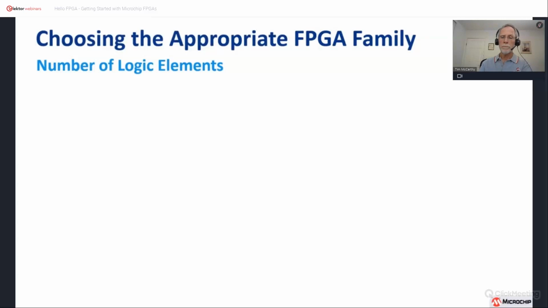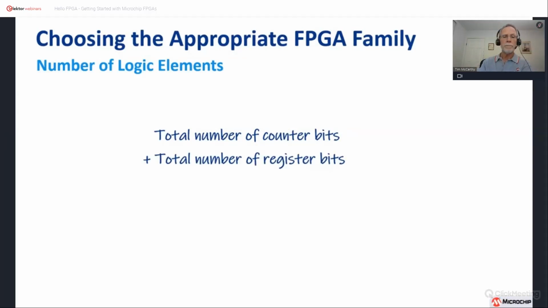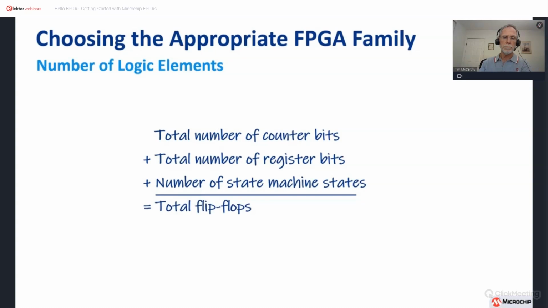Estimating the number of flip-flops in a design is a good way to get an early estimate on the number of logic elements required. To estimate the number of flip-flops in the design, take the number of counter bits, add the number of bits for any registers in the design, such as shift registers, control and status registers, or register files, and add the number of flip-flops for any state machines in the design. A conservative estimate for state machines is to assume one hot encoding is used, where there's one flip-flop per state. The sum is the total number of flip-flops required.